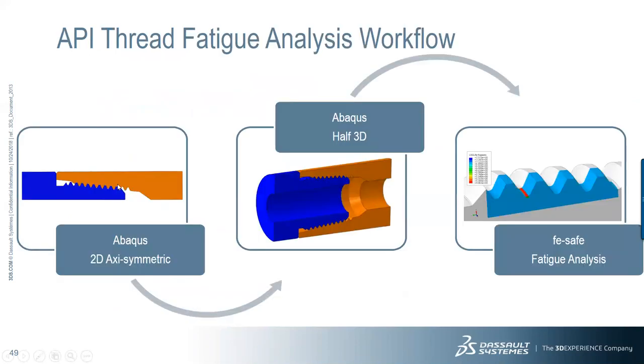So what you can do, this is the workflow in which you can create an axisymmetric model. And once you have created the axisymmetric model, you can use an Abaqus half 3D model, and then you can do a FE-SAFE fatigue analysis. Yeah. So I will not go into too much detail about this, but if you are interested, then please feel free to reach out to either the VAR's office or to me, and then we can discuss it.